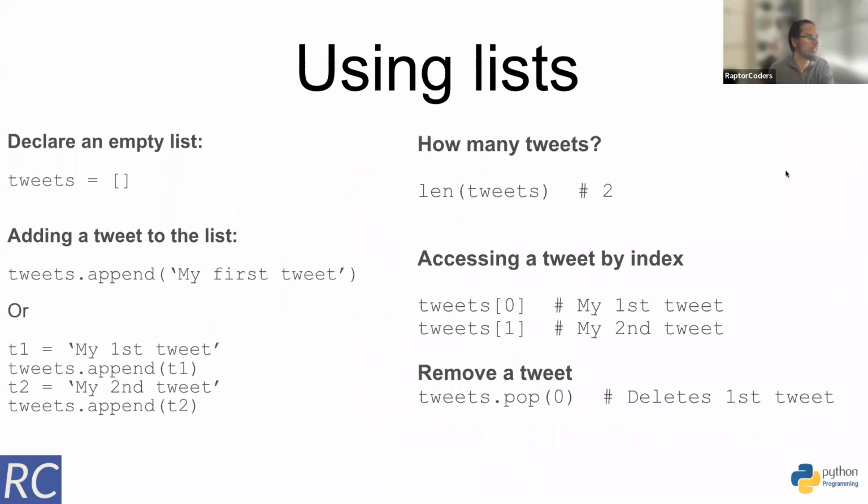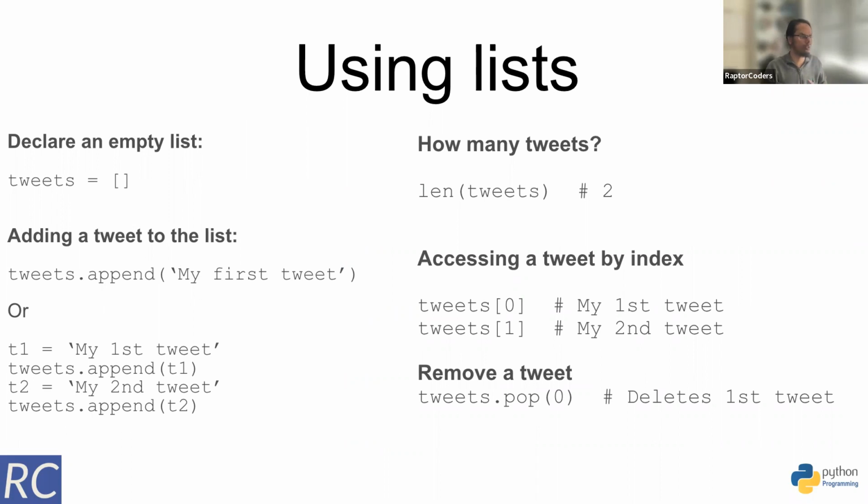I'll move forward. Now, using a list, declaring an empty list, a list that doesn't contain anything, is tweets equals square brace start, square brace end. Nothing in between. That means that list is empty. It's like a white paper. Nothing is in there.